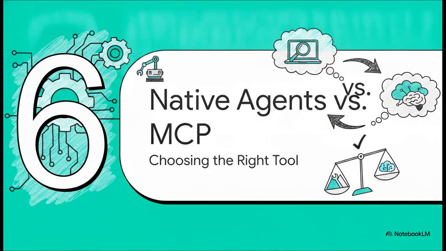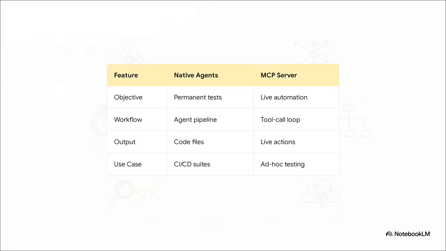Section 6. Native Agents versus MCP. Choosing the right tool for the job. We've explored these two incredible paths. Now let's do a side-by-side comparison so you know exactly which strategy to execute. Bringing this all into a comprehensive framework, we can clearly compare when to use each tool. If your primary objective is discovering and writing permanent test suites, you want native agents. If you need real-time interactive automation, you want the MCP server.